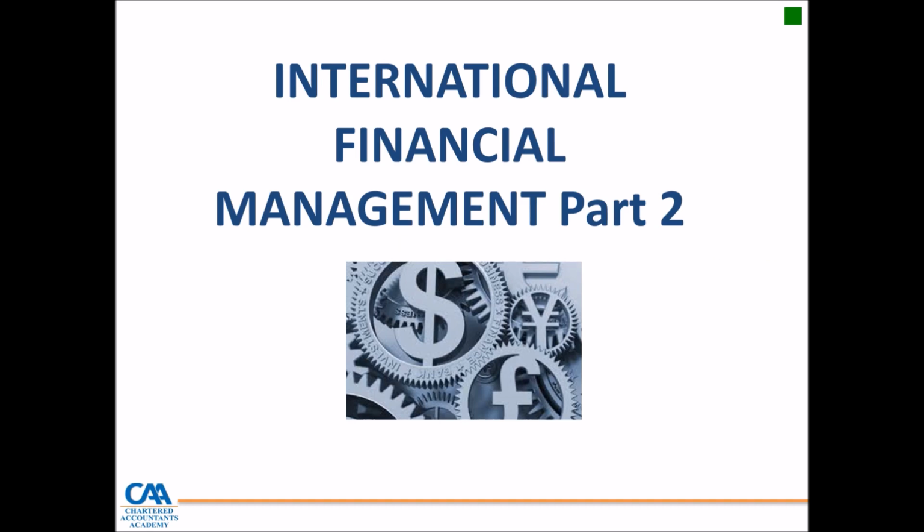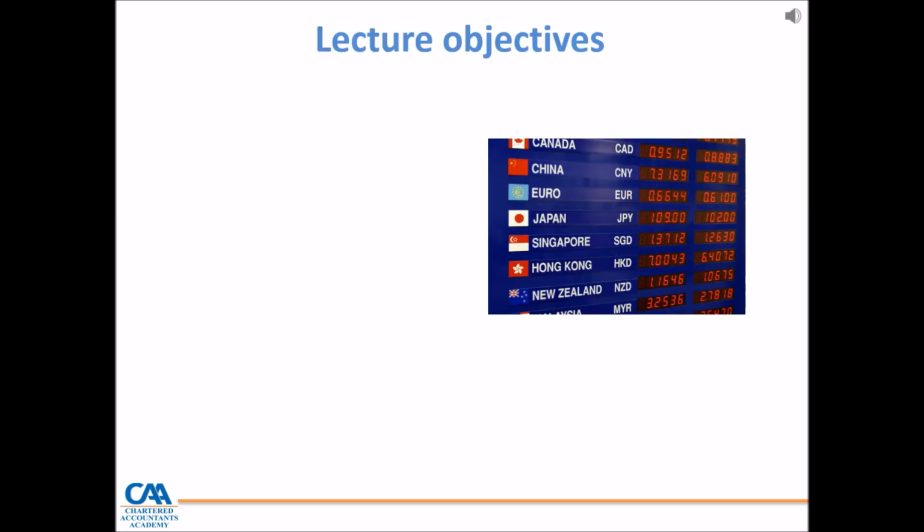So my assumption is you've gone through International Financial Management Part 1, and we're together as we are now embarking on International Financial Management Part 2. Now let's discuss our learning objectives, which are to discuss the hedging instruments. From part 1, we discussed some of the financial risks that come as a result of operating within the international markets, and we are now going to take it further, now discussing the hedging instruments.